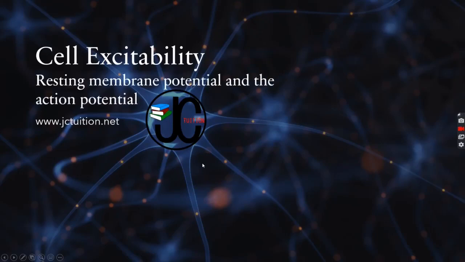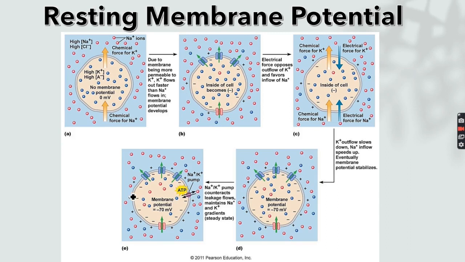In this video we're going to discuss cell excitability, namely the resting membrane potential and the action potential. If I were to take a voltmeter and measure the inside compared to the outside, so this can be a reference electrode, this can be an actual electrode measuring the inside, what I'd find is the voltmeter would give a reading of minus 70 millivolts. And this is the resting membrane potential.